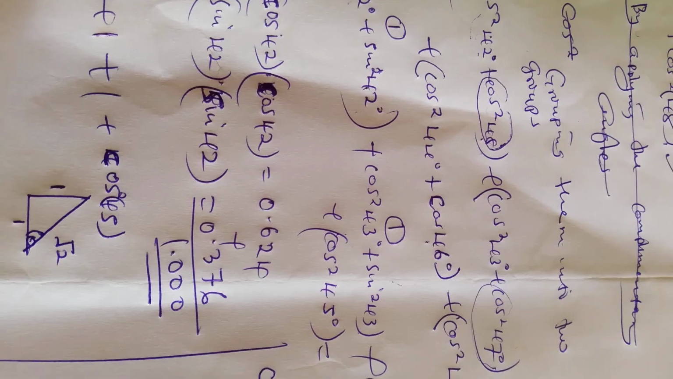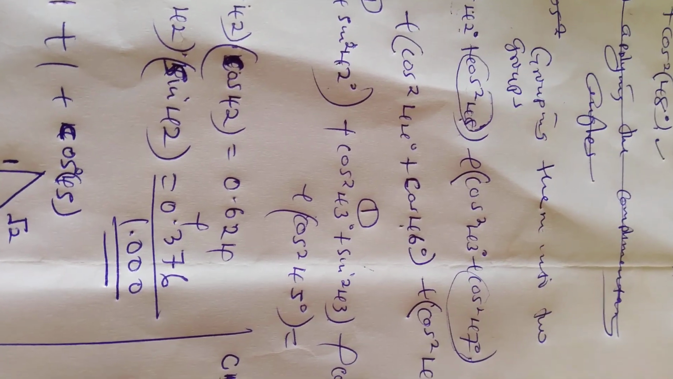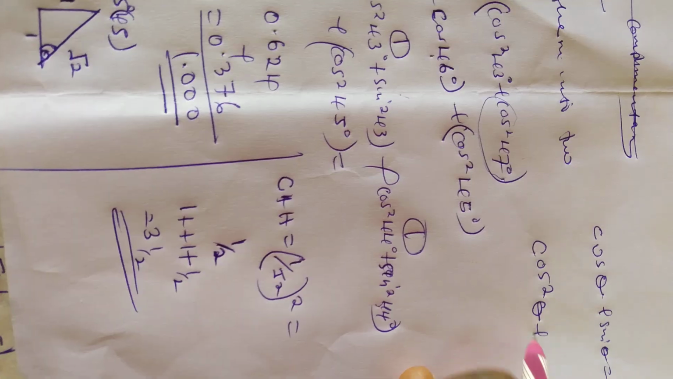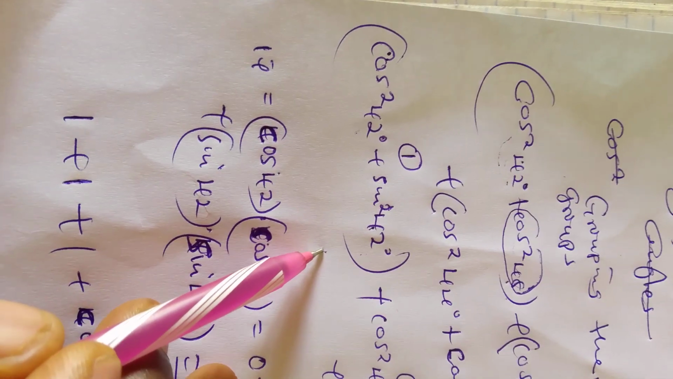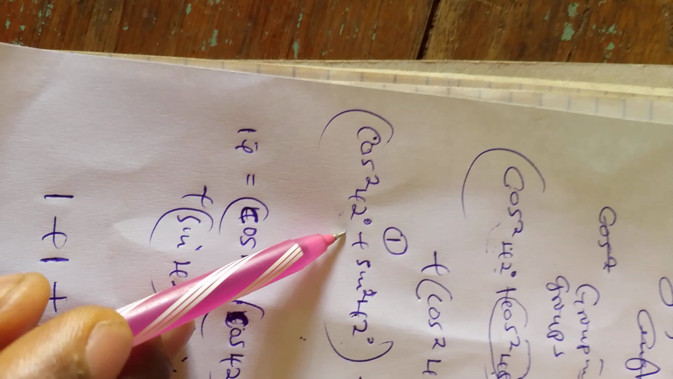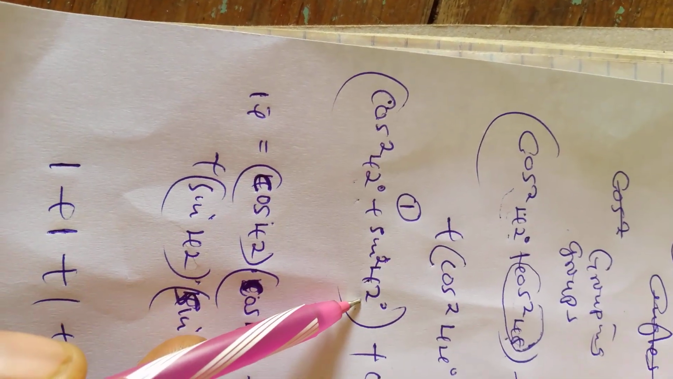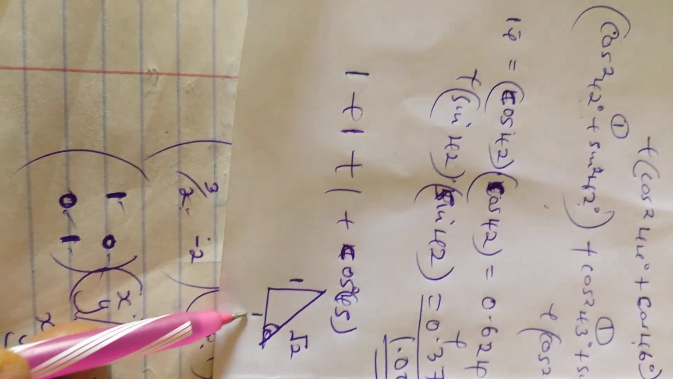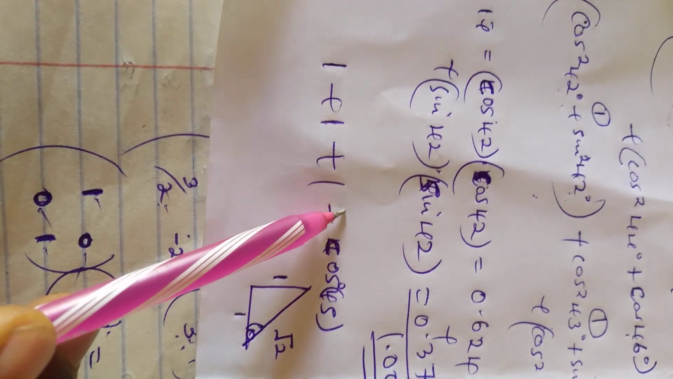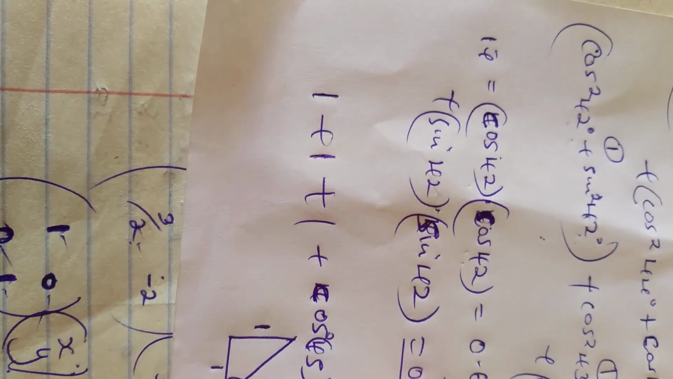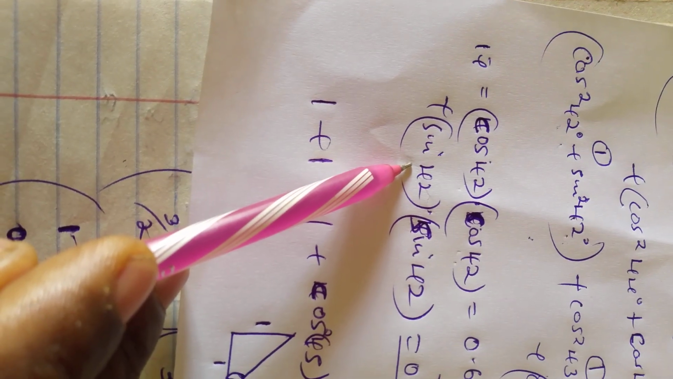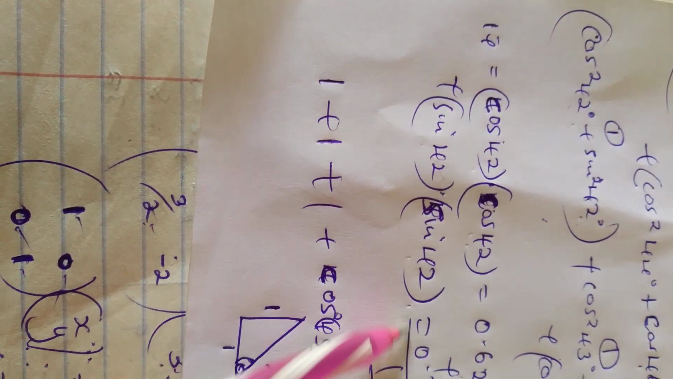From there, we recall this concept: cos squared theta plus sine squared theta gives you what? Gives you 1. This can apply to this equation, that cos squared 42 plus sine squared 42 equals 1. And here is a proof. If you take your calculator and find cos 42 and multiply cos 42 by cos 42, you have 0.36. When you add this one, it will give you 1.